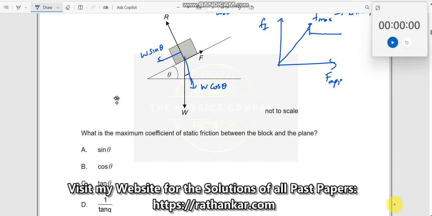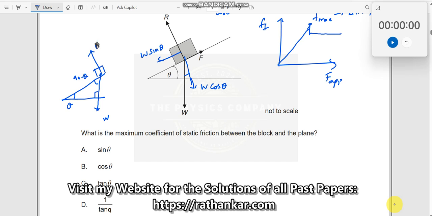If you ask me this question, I can show it to you briefly. This angle is theta. Let me redraw this one here. So this angle is theta. This angle is theta. The block is kept here. So weight is acting like this over here. So W. This angle is 90 here. If this angle is 90, this angle should be 90 minus theta, right?